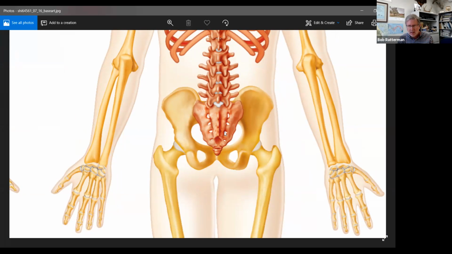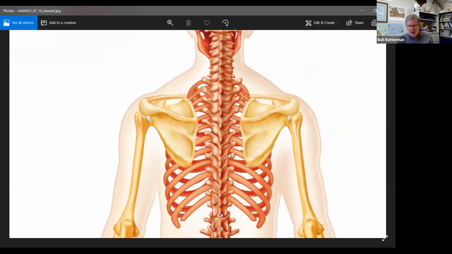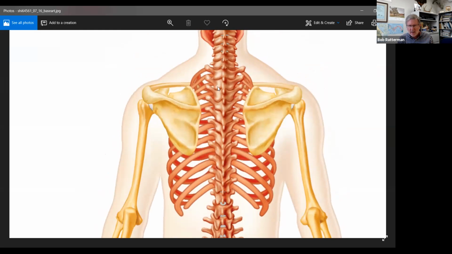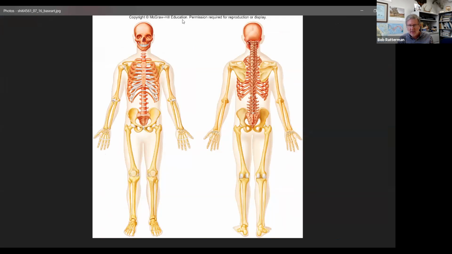Here you see the vertebrae as well from a posterior view, and we can see the intervertebral disc here in white, kind of in between some of those larger lumbar vertebrae. But we'll be learning the lumbar, the thoracic, and then cervical. There are different kinds of vertebrae.